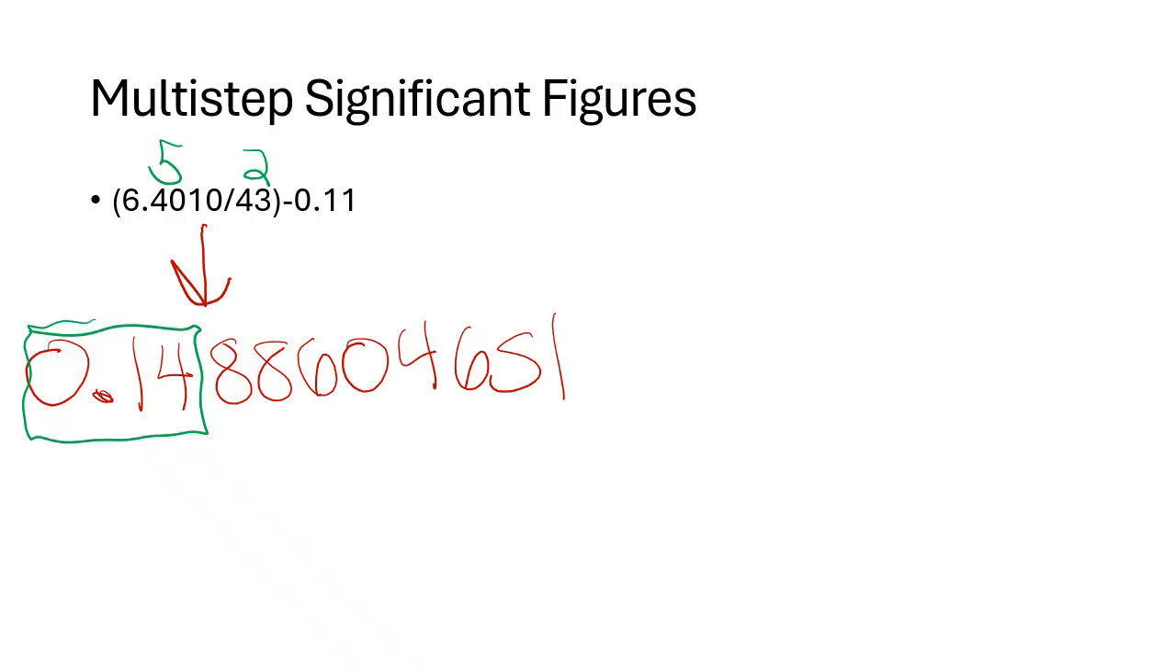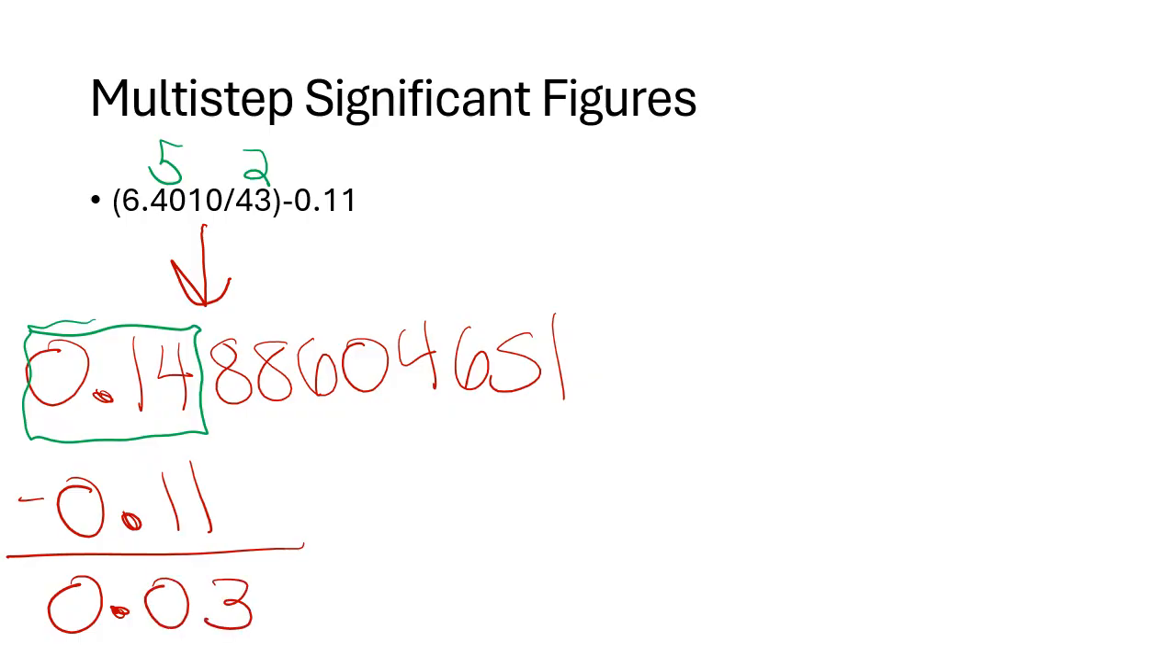Then I subtract 0.11. So I'm keeping that in my calculator, and I go minus 0.11, and I'm just going to write out what I get. 0.38860. I mean, we know it can't be that many sig figs, so I'm just going to round that out.